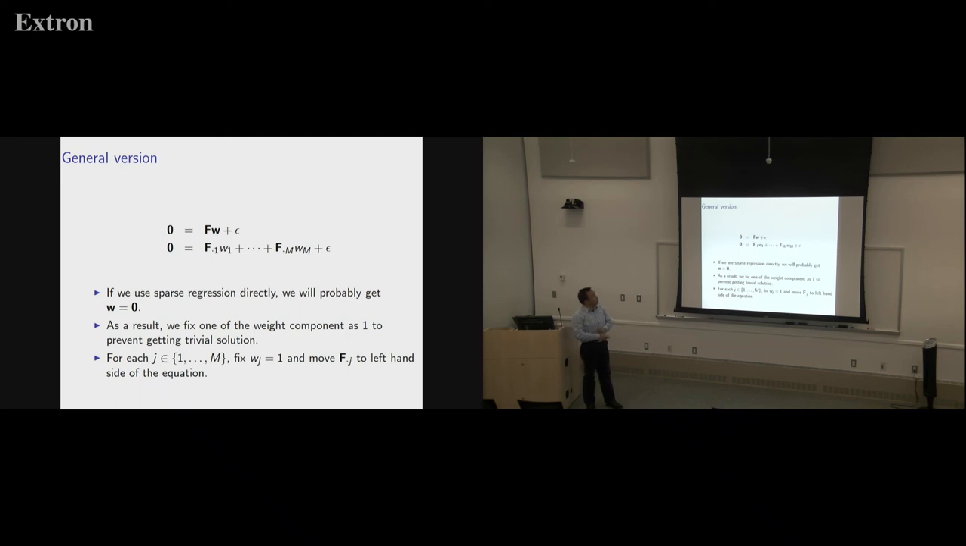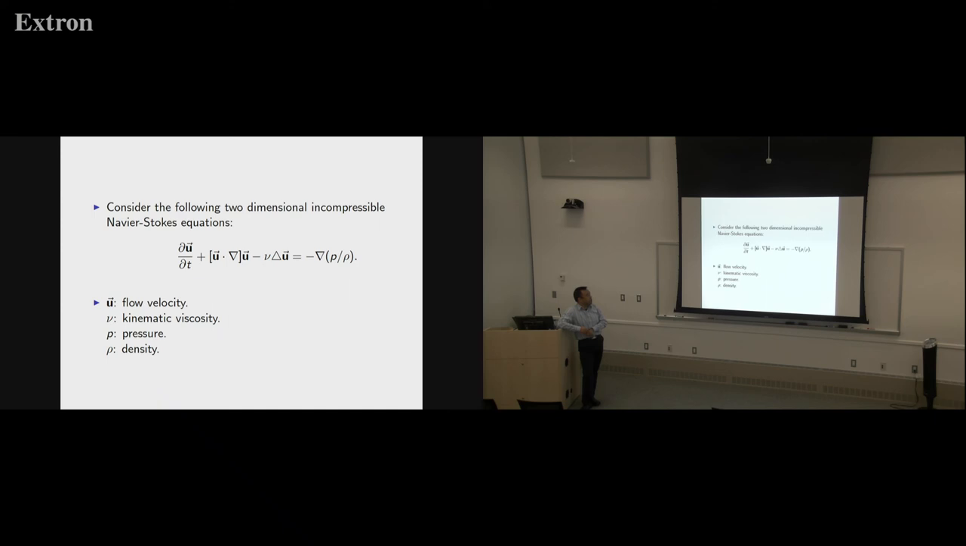If you do the regression directly, you will encounter the first problem: you will get W equal to 0, no matter which optimization algorithm you pick, because W equal to 0 is a trivial solution for this simple regression problem, right? There are many ways to handle that. One way we solve this problem is we assume one of the W equal to 1, we move it to the left, and then we solve the system, okay?